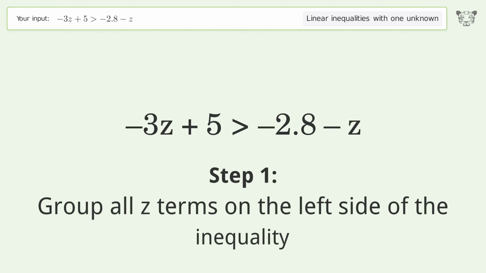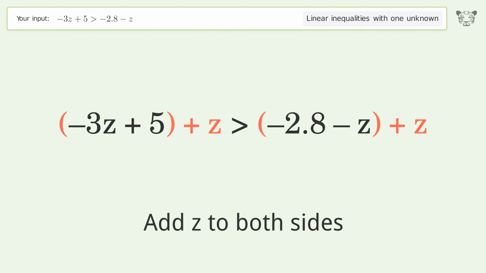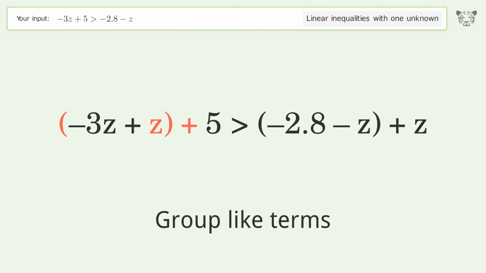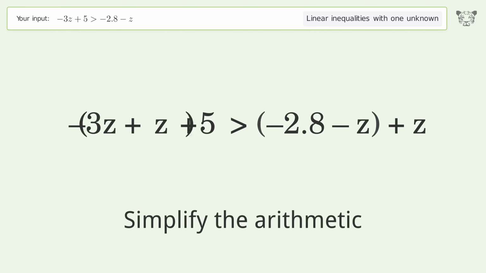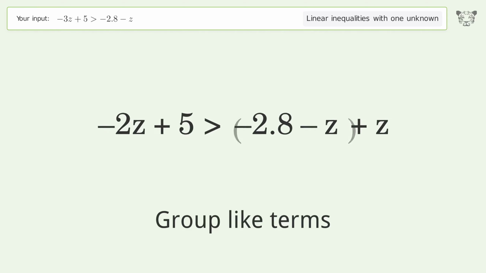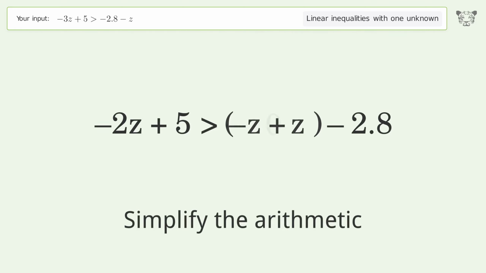Group all z terms on the left side of the inequality. Add z to both sides. Group like terms. Simplify the arithmetic. Group like terms. Simplify the arithmetic.